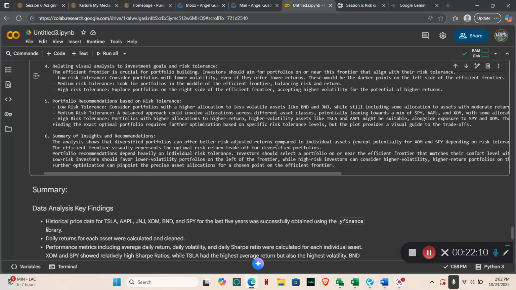I guess we can briefly go over the summary of insights and recommendations. Analysis shows that diversified portfolios can offer better risk-adjusted return compared to individual assets. The efficient frontier visually represents the optimal risk-return trade-off for diversified portfolios. Portfolios recommended depend heavily on individual risk tolerance. Investors should select a portfolio on or near the efficient frontier that matches their comfort level.